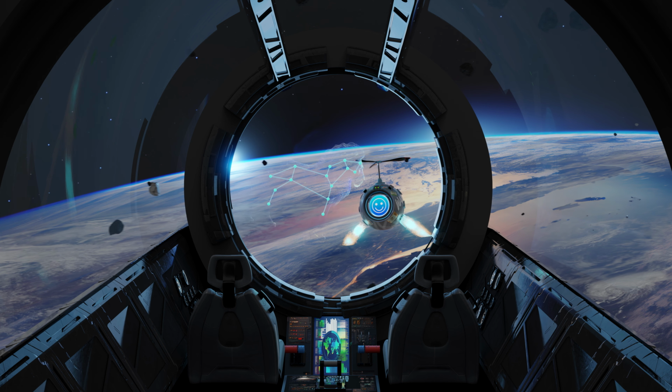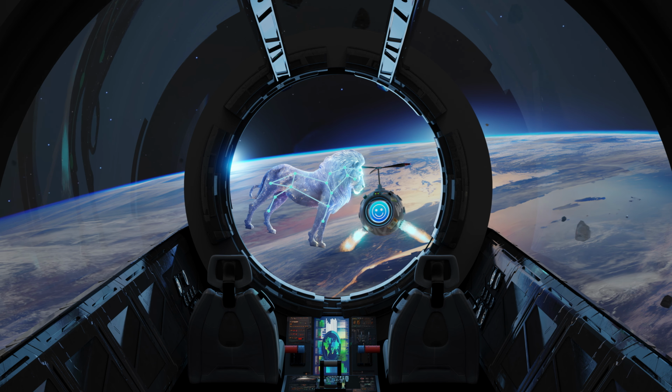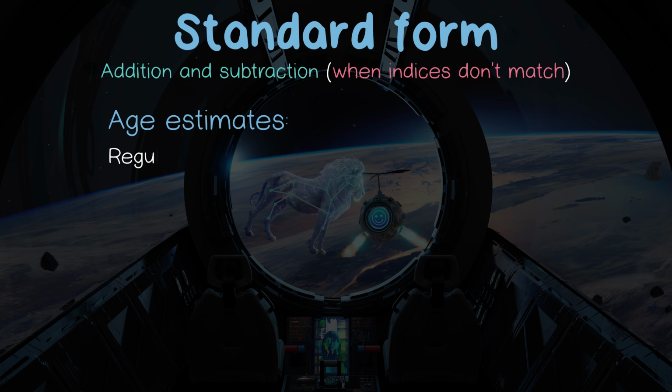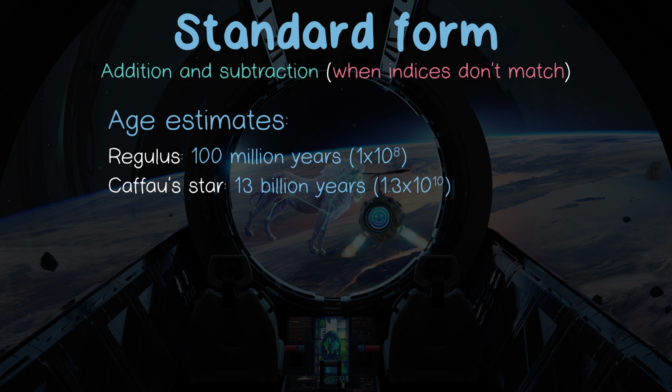The constellation Leo was described by Greek astronomer Ptolemy around 1800 years ago, and it was called this because it resembles the shape of a lion. These are the estimated ages of two of the stars found in this constellation. Now, if we try and add these two numbers together, we can see that their powers don't match. So to fix this, we have to force them to match.